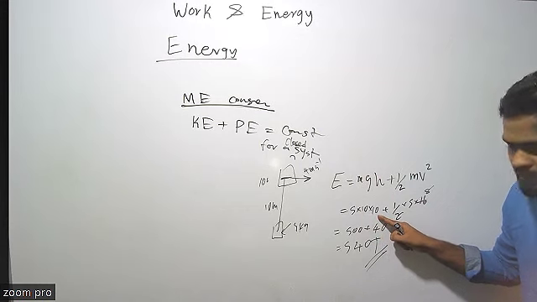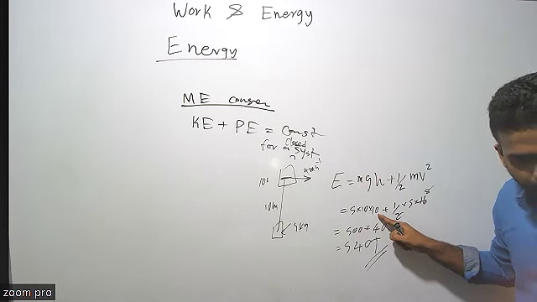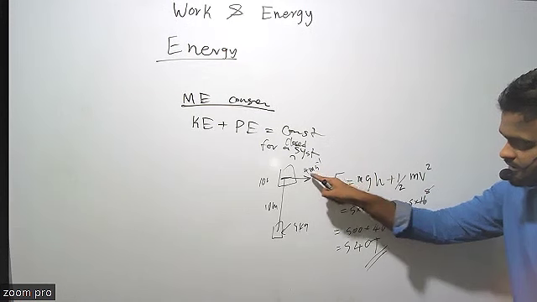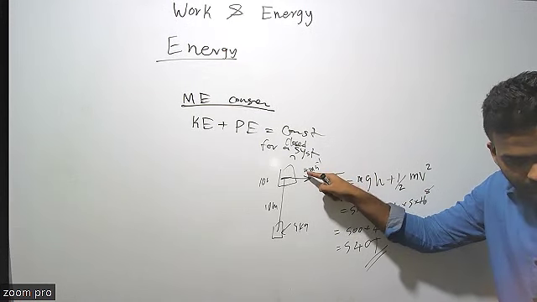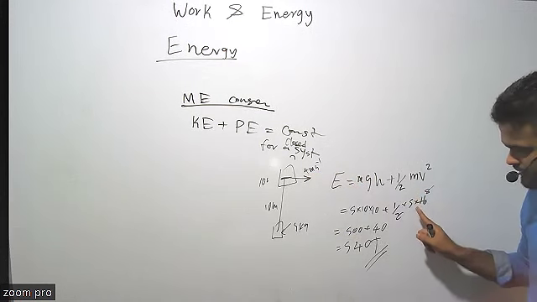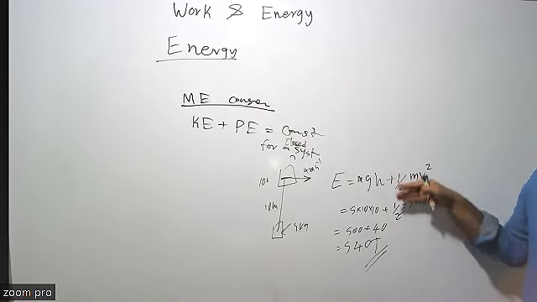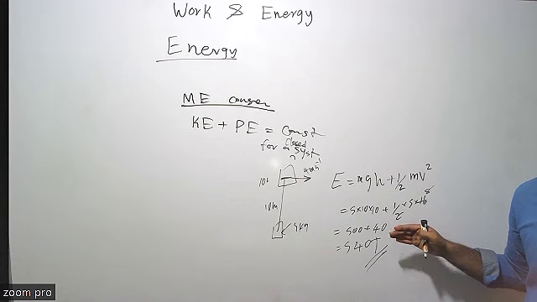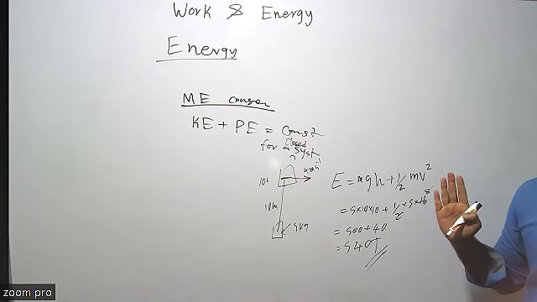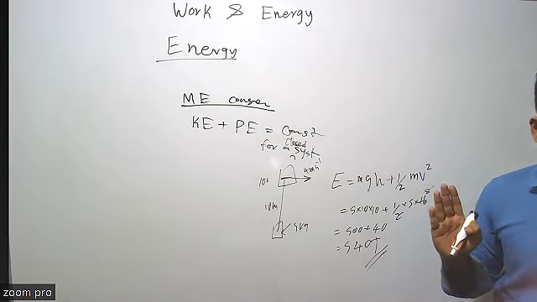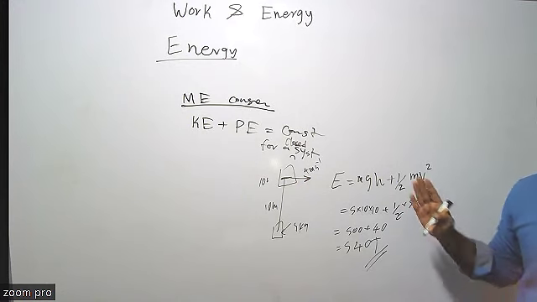mgh is the increase of potential energy. Half mv squared is when it is given a velocity. Got it? Then you just have to substitute those values. So this is the increase of energy in the system. Understood or not? Understood, right? Okay, take it down.